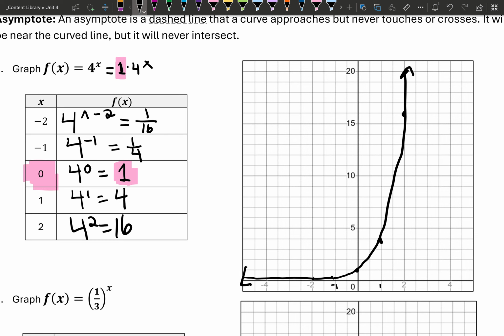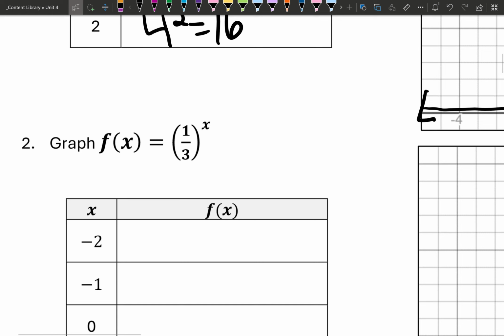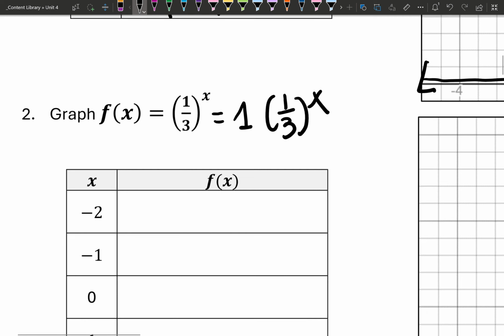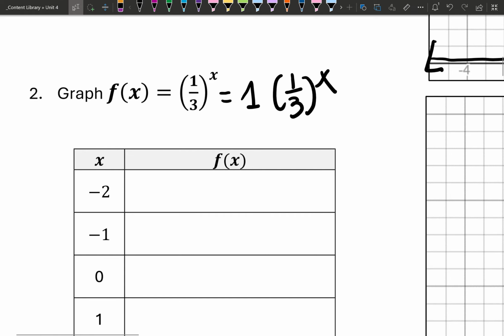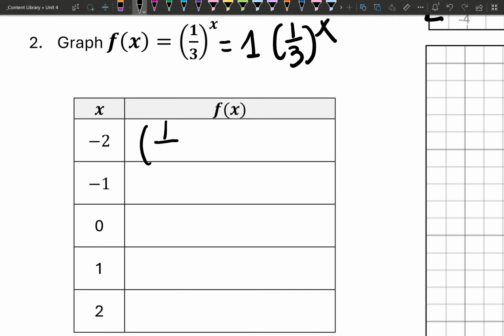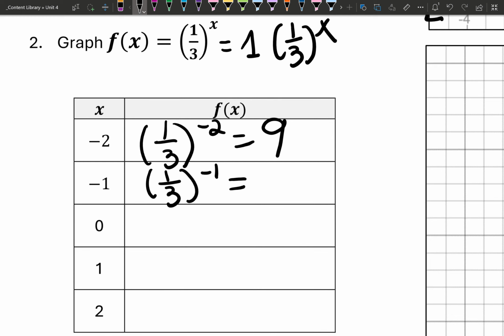Let's see in number 2 what happens when we use a number that's smaller than 1 as our base, how that changes up our graph. As a quick reminder, there is also that invisible 1 in front of our function. So we're going to have 1 as our y-intercept, but let's plug things in and prove it. Alright, we'd be plugging this in the same way in our calculator using the caret button. 1/3 to the power of -2 is 9. 1/3 to the power of negative 1 is 3.